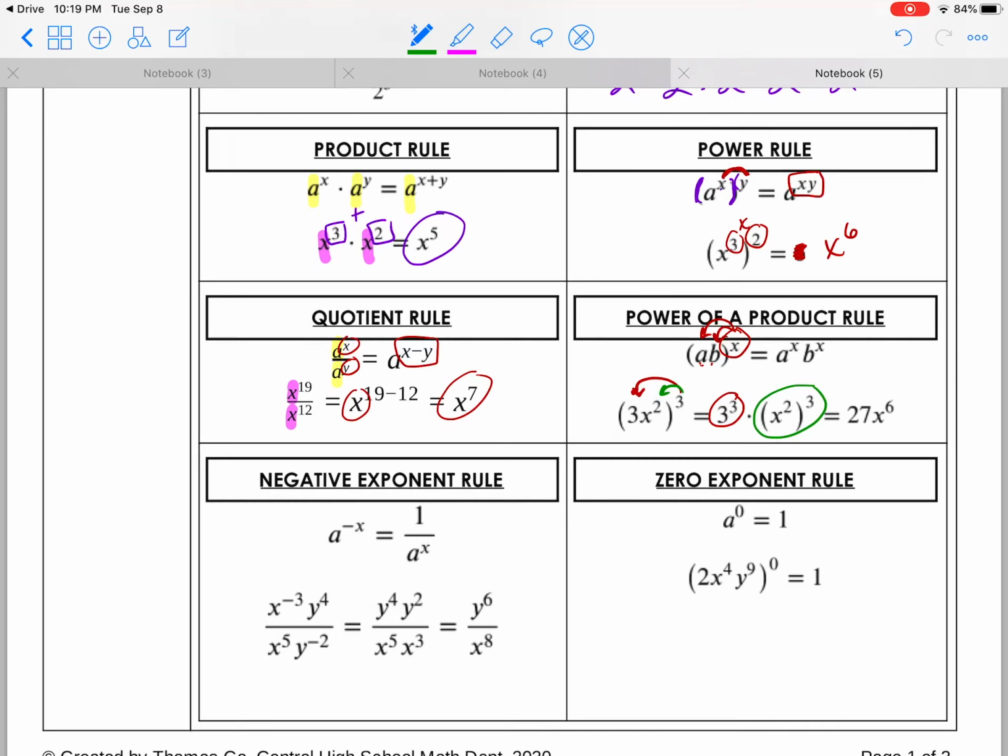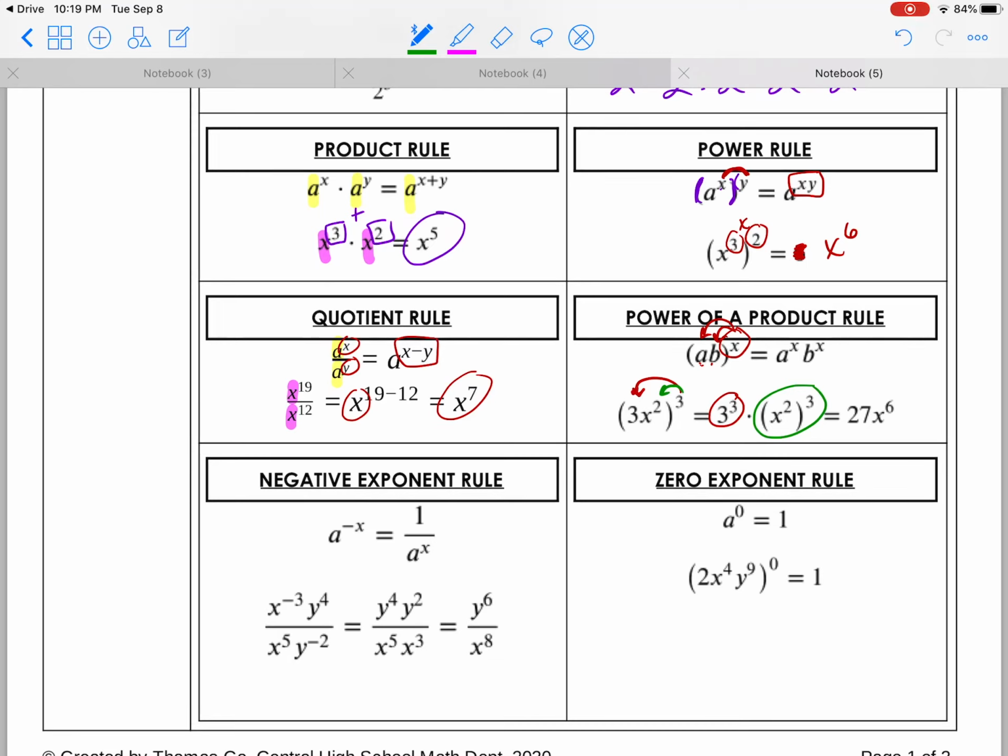And then we've got another rule, a power rule. X squared to the third. I have a power raised to a power here. So I'm going to multiply 2 times 3, which gives me x to the 6.